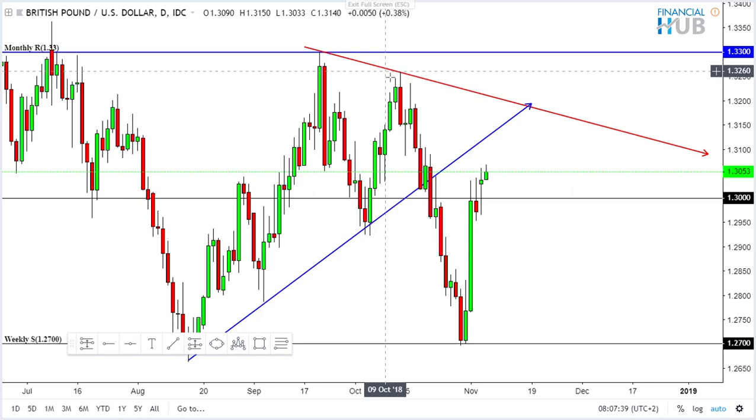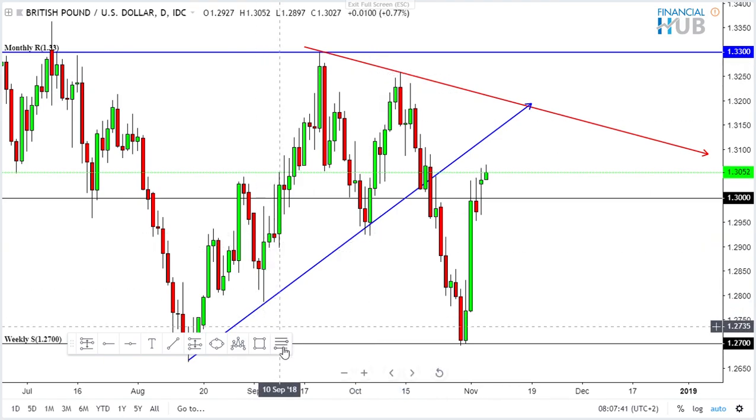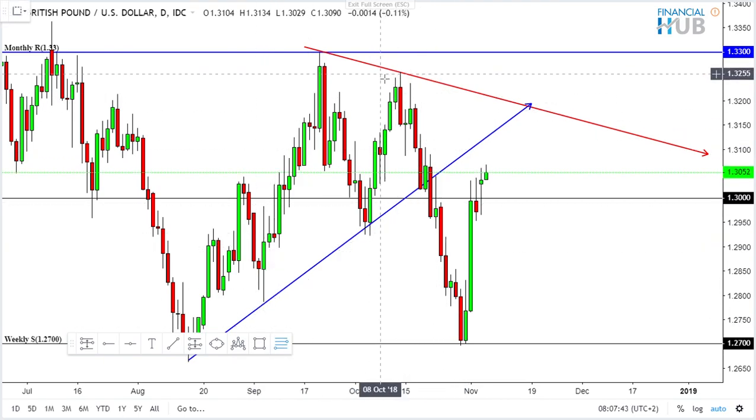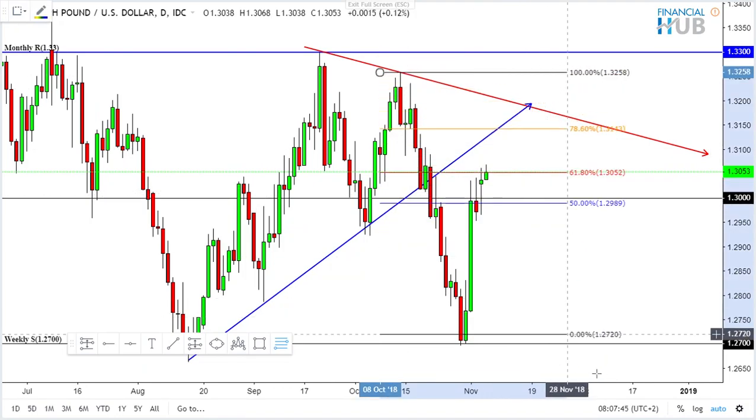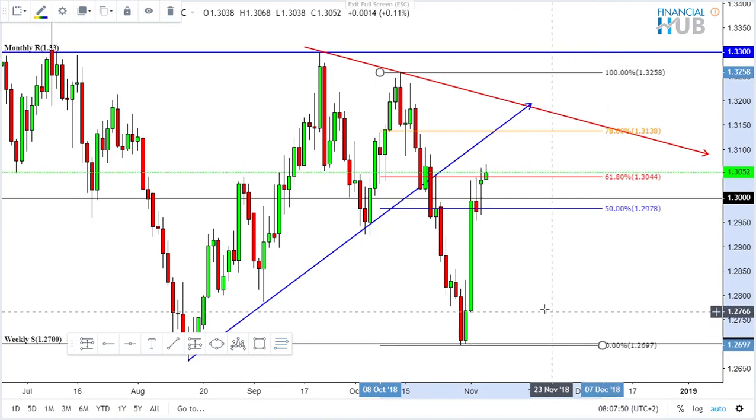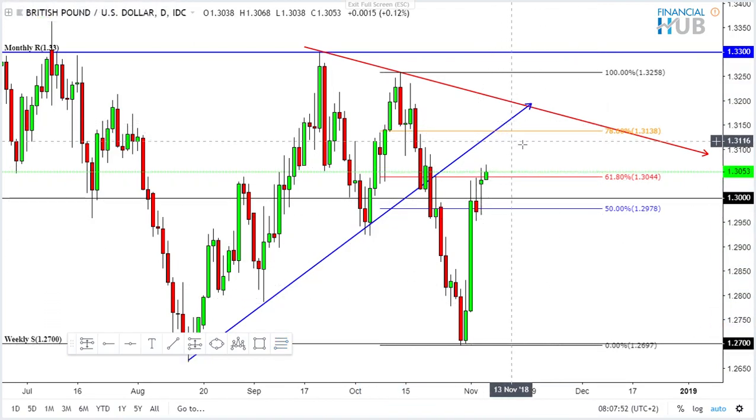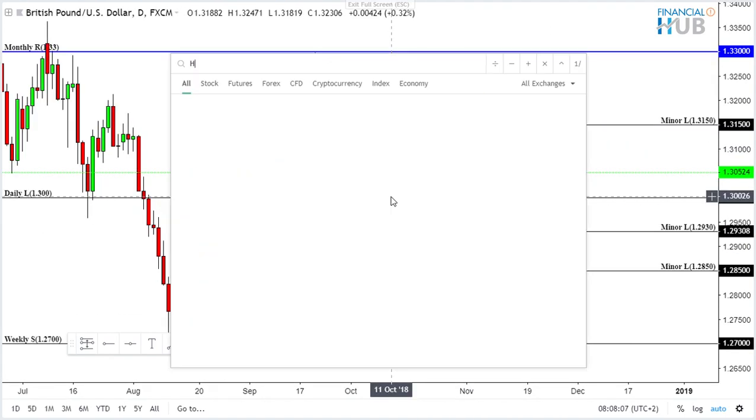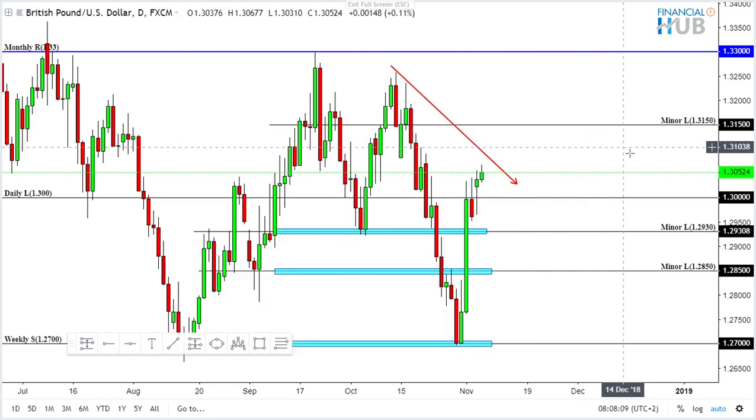And if I use my Fibonacci again, this is the Fibonacci tool, and from there to there, you can see we got to that point, and I expect the market to go back to this level 78.6, which is the 1.3150 level. I have that level at the back of my mind. So 1.3150, I'm looking for that level, especially if we remain above the 1.30. If we remain above the 1.30, I'm looking for 1.350 on the pound.